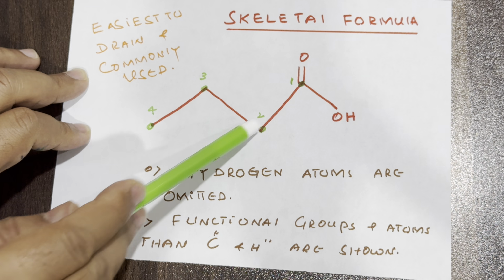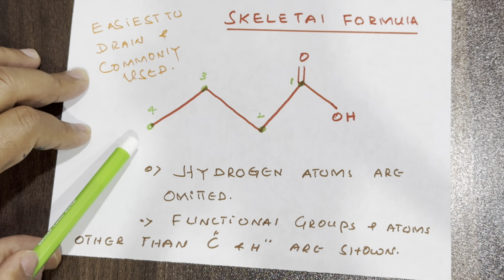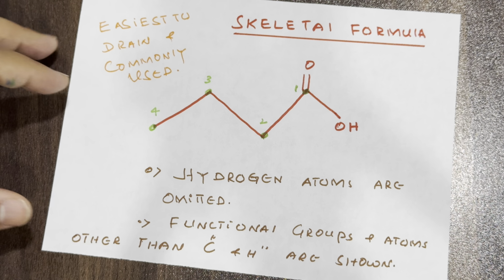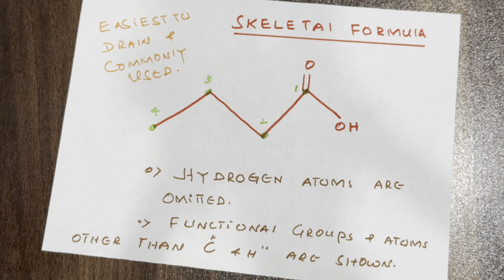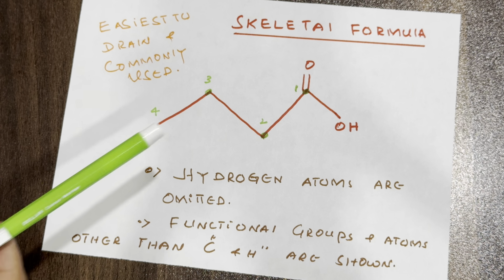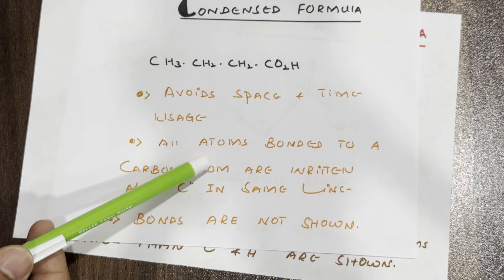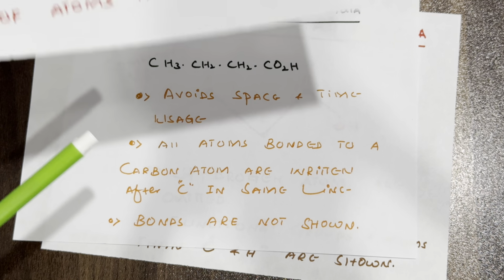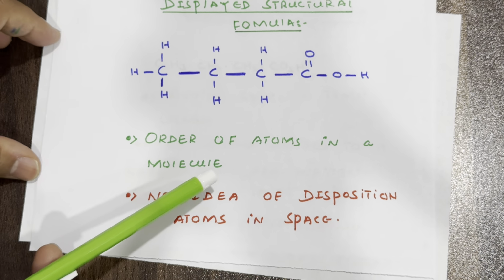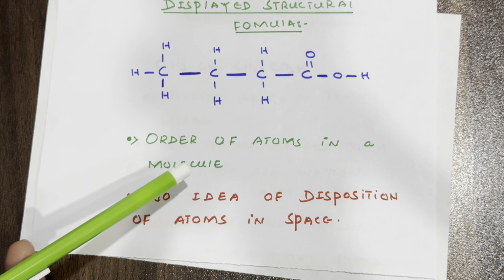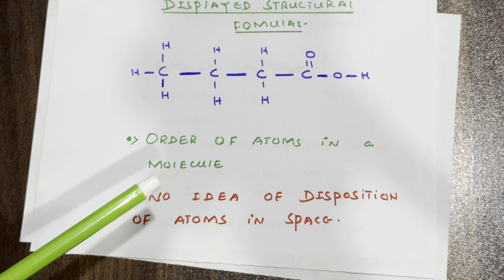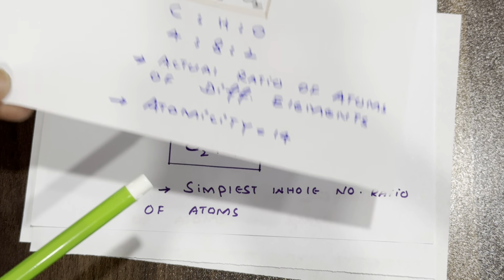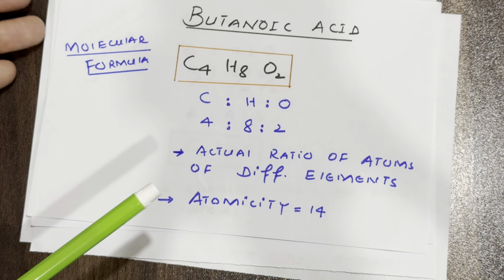So these lines basically show the attachment of the carbon atoms, and the vertices or the ends of the lines are the carbon atoms. So this formula is the easiest to draw and most commonly used. So in this way, there are five formulas: line drawing formula, the condensed formula, which is easy to write down and spares space, time, and energy. There is displayed structural formula, an effort to show the three-dimensional structure on two-dimensional paper. There is the simplest formula, that is the empirical formula, and the formula which shows actual composition of a compound, that is the molecular formula.